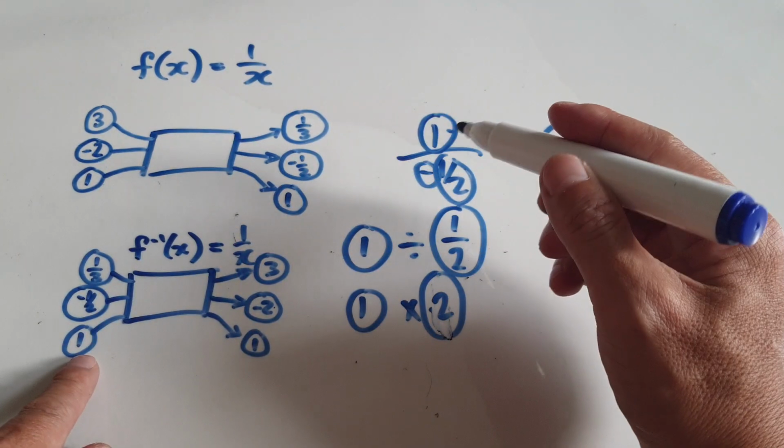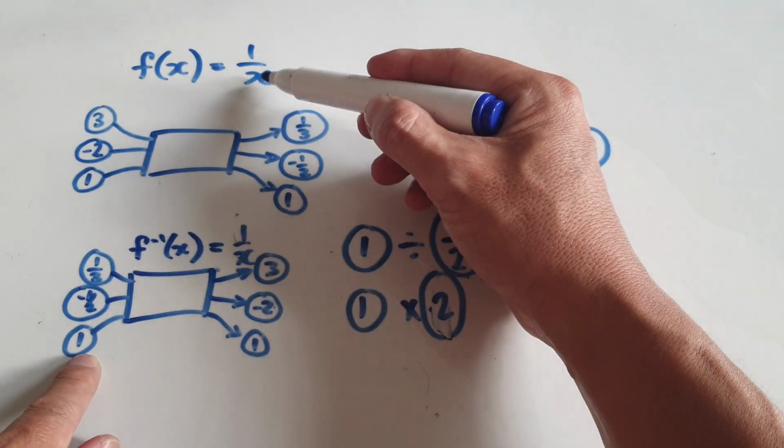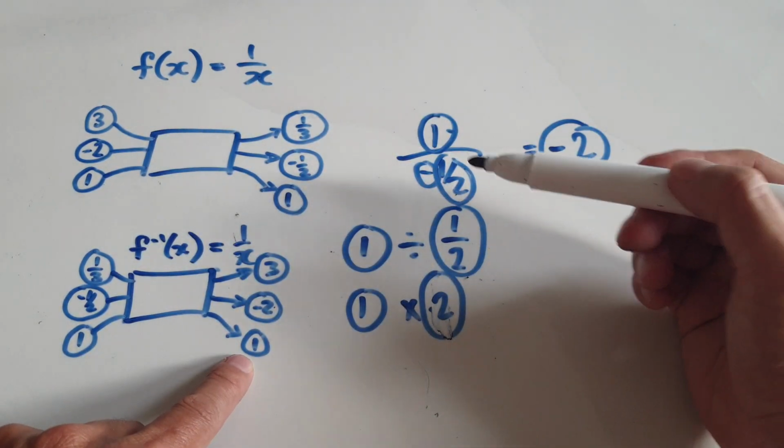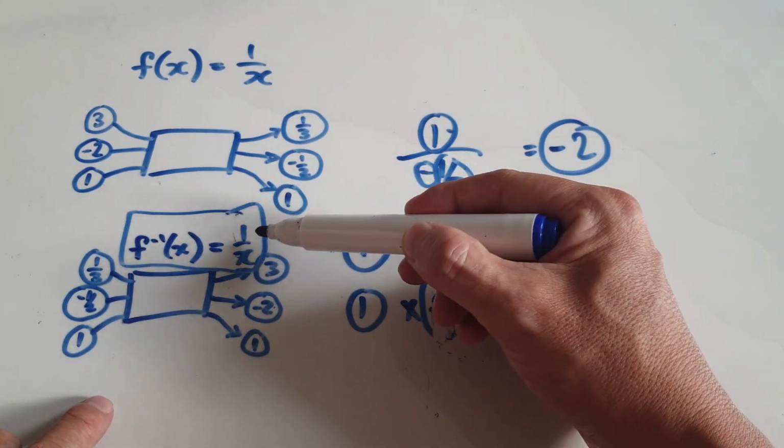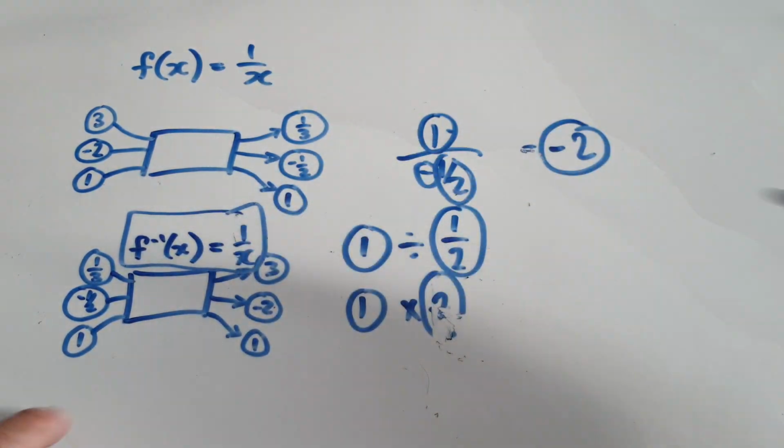And then if you try it with the last one, put 1 into here. 1 divided by 1 is indeed 1. So basically, we've created our inverse function. This is our inverse function. It would be its exact same self. Okay.